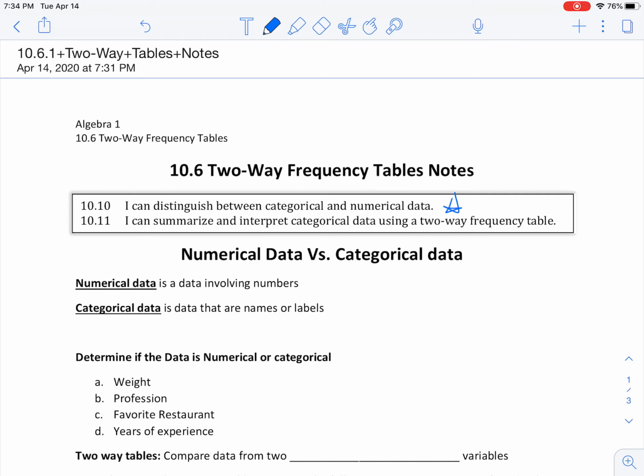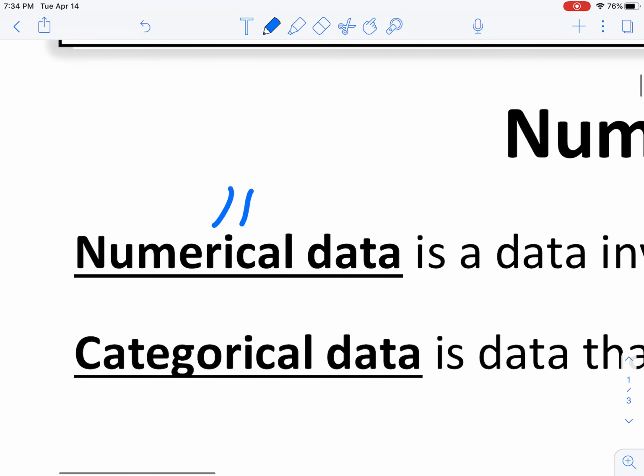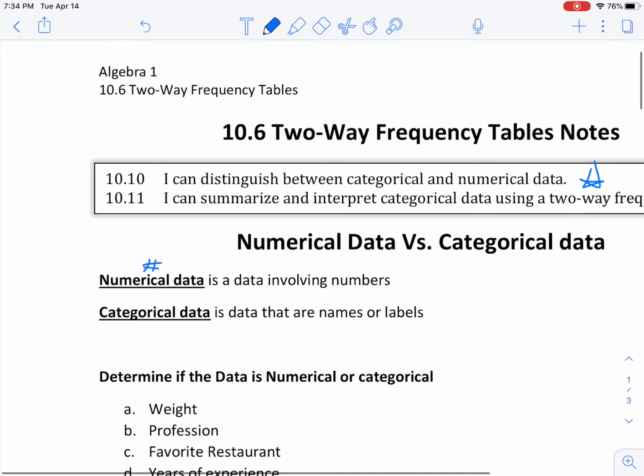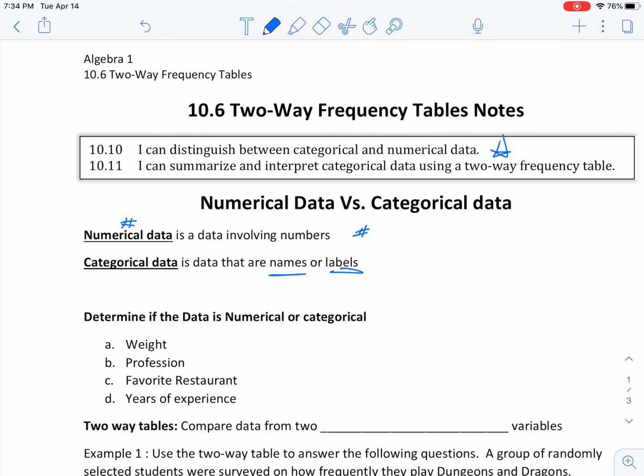First thing we need to know is what does numerical data and what does categorical data actually mean? Well, numerical is exactly what you think it is. It's a number. So it's data that can be tracked by saying, like, here's a number. And then categorical data is data that are names or labels. So, you label something either with a number or with a name.